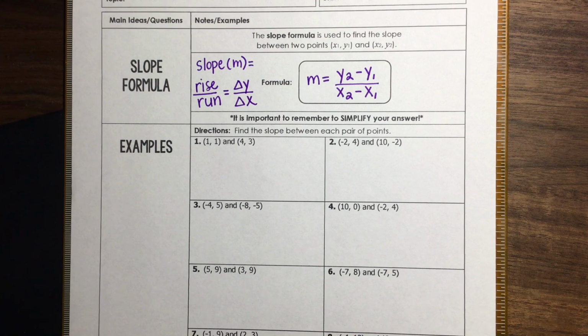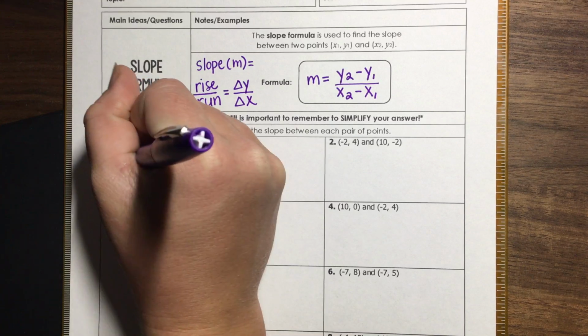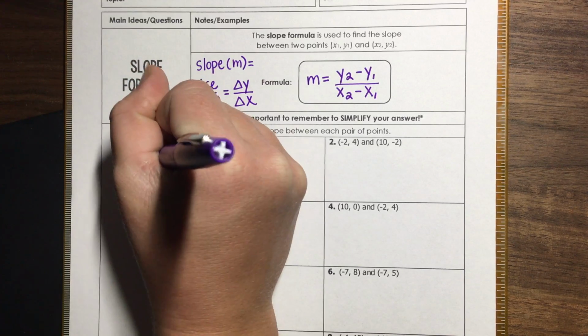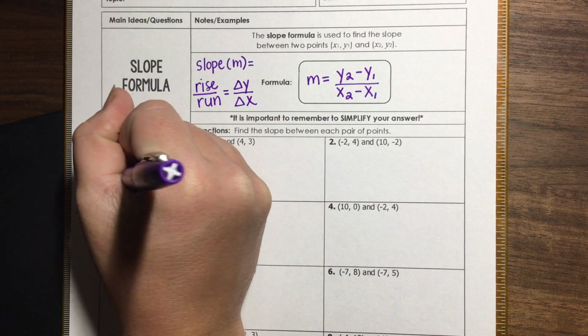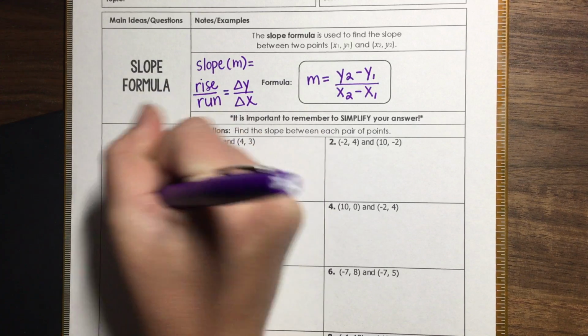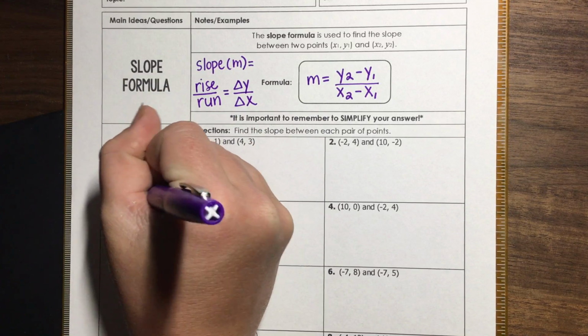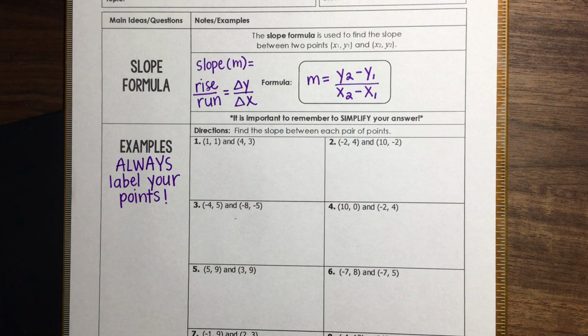A good note to write down is that we always, and yes, I'm going to write this in caps, always label our points. So you need to always label your points. And I'll show you what that means.